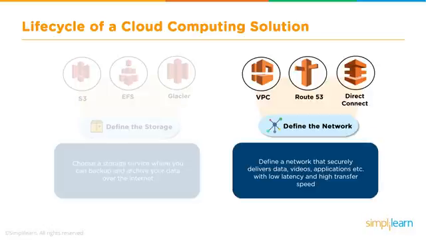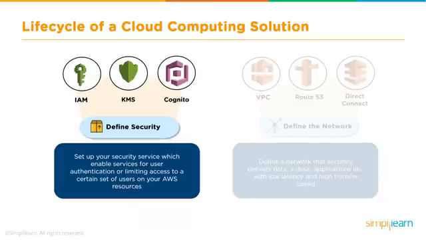Define the network that securely delivers data, video, and applications. Define and identify the network services properly. For example, VPC for network, Route 53 for DNS, and Direct Connect for a private point-to-point line from your office to the AWS data center. Set up the right security services: IAM for authentication and authorization, and KMS for data encryption at rest. So there are a variety of security products available. We have to pick the right one that suits our need.